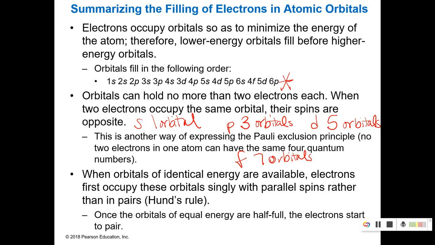And remember, they're going to fill individually before they pair up. So electrons first occupy orbitals singly with the same spin. Normally with Hund's rule, they go up first, and then they'll go down.